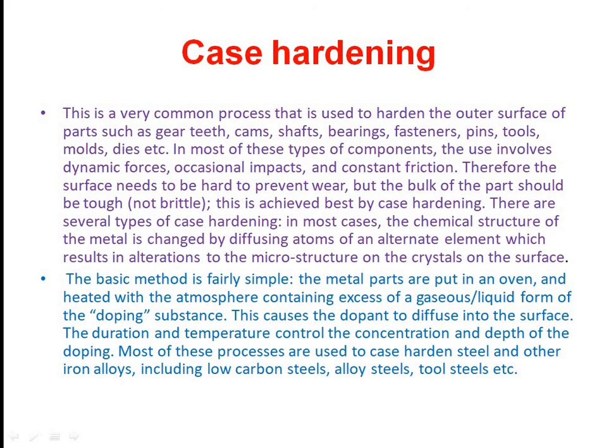We are just revising the meaning of case hardening. The basic method is simple. The metal parts are put in an oven and heated with an atmosphere containing excess of gases or liquid form of the doping substance. This causes the dopant to diffuse into the surface. The duration and the temperature control the concentration and depth of the doping. Most of these processes are used to case harden steel and other iron alloys, including low carbon steel, alloy steel, tool steels, etc.